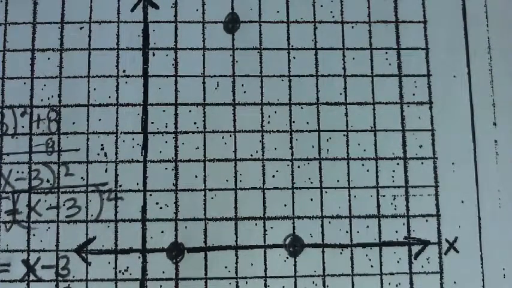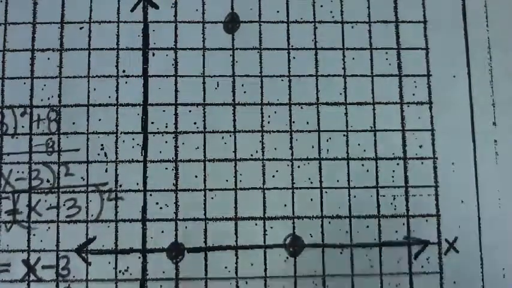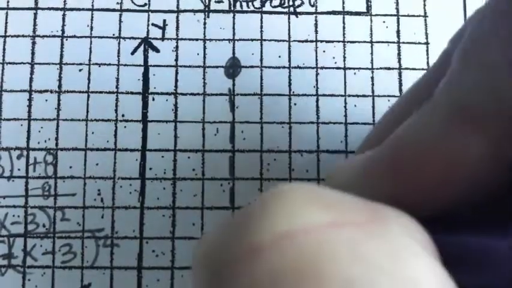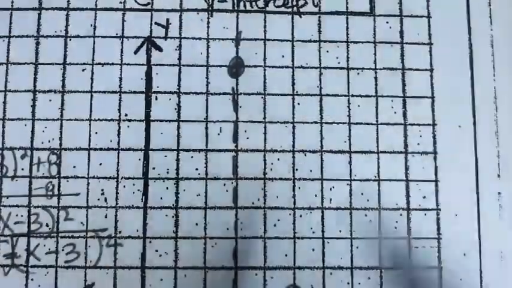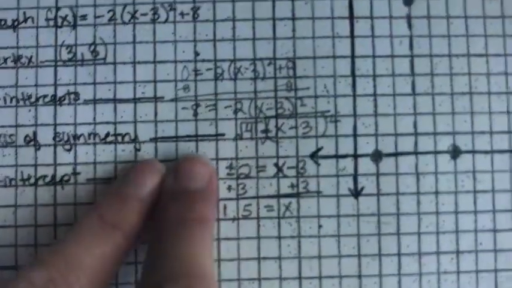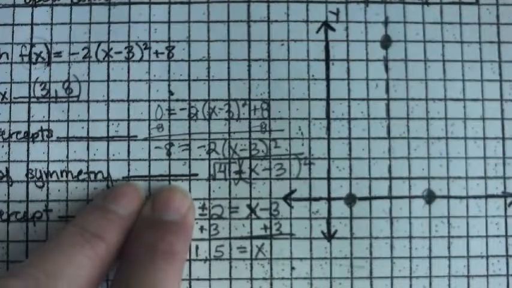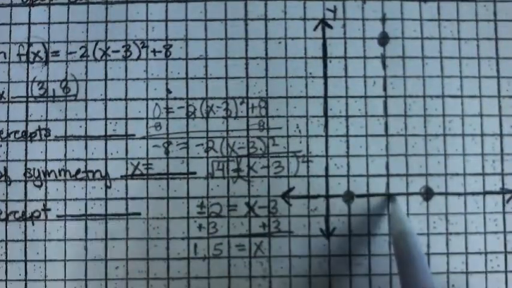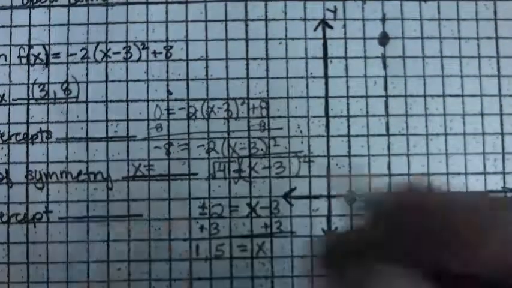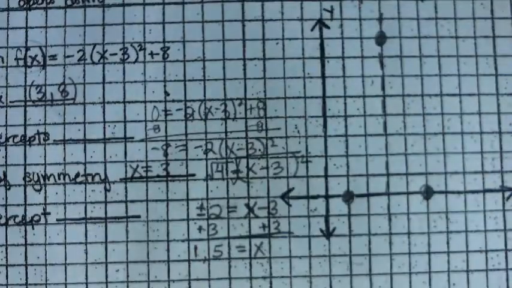What is the line called that goes through the vertex? You'd usually see it dotted. Axis of symmetry. Good, that's what's written below. So that's always the x-coordinate of your vertex. When they want the axis of symmetry, they're looking for the equation of a line. So you need to write x equals, and then whatever number the x-coordinate of your vertex is, 3 in this case. X-intercepts are 1 and 5.